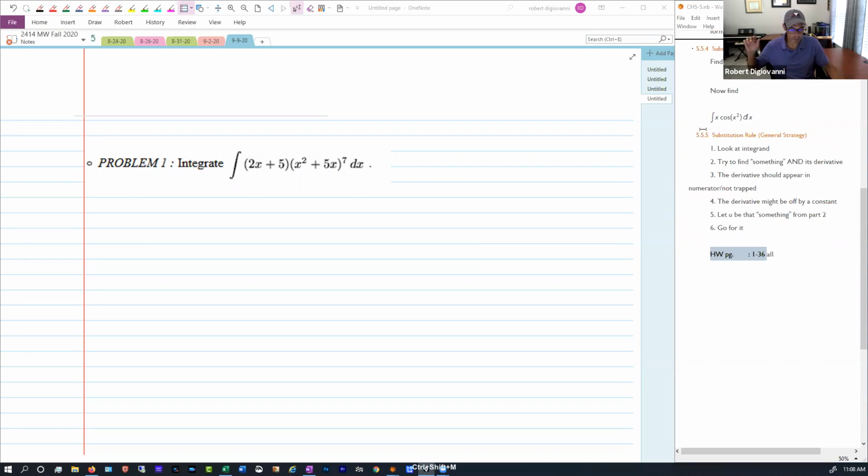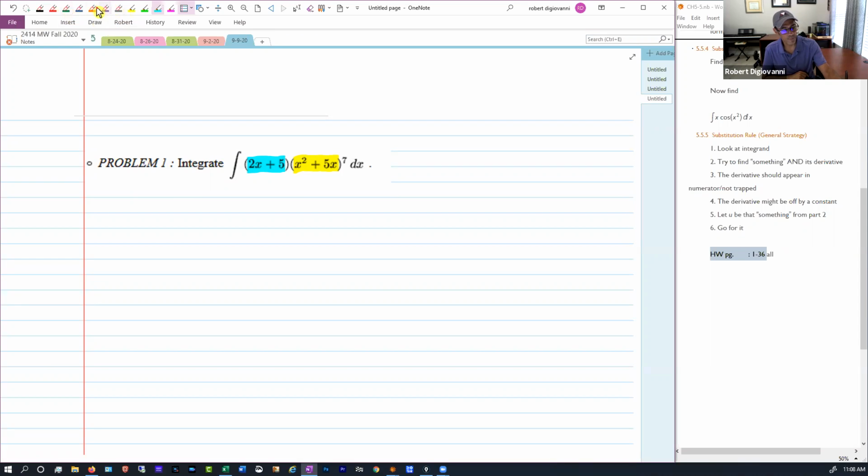Here we go. I'm going to do the first one, then I'll start calling on people to do the next ones. For me, I'm looking and I see here, in parentheses, this x squared plus 5x. I know that the derivative of that is 2x plus 5, and that happens to be right there. This is about as clean as it could possibly be. I see something and its derivative.